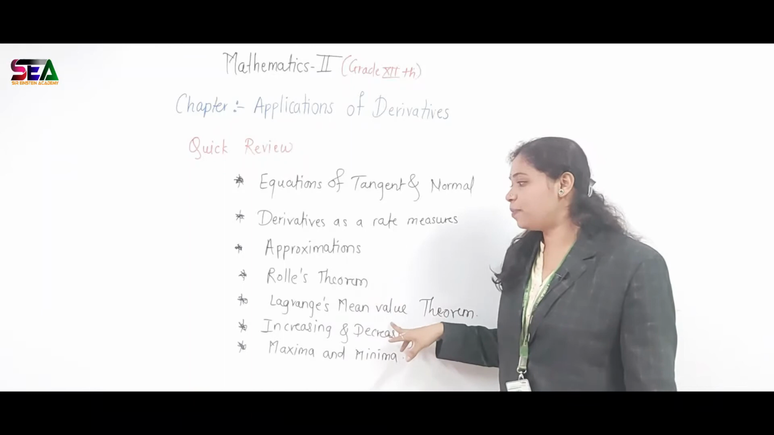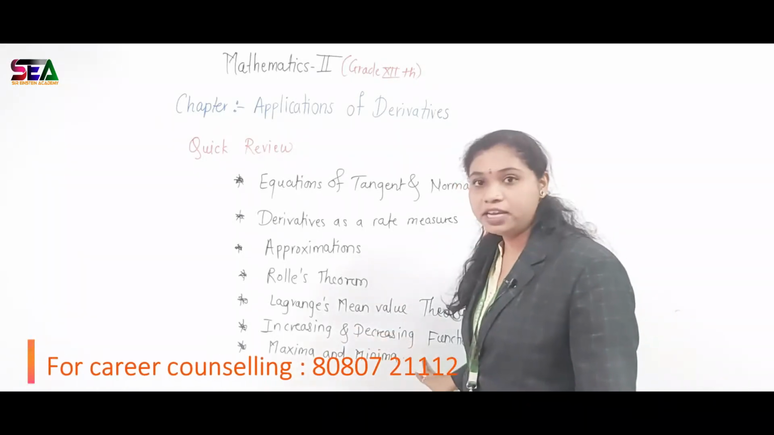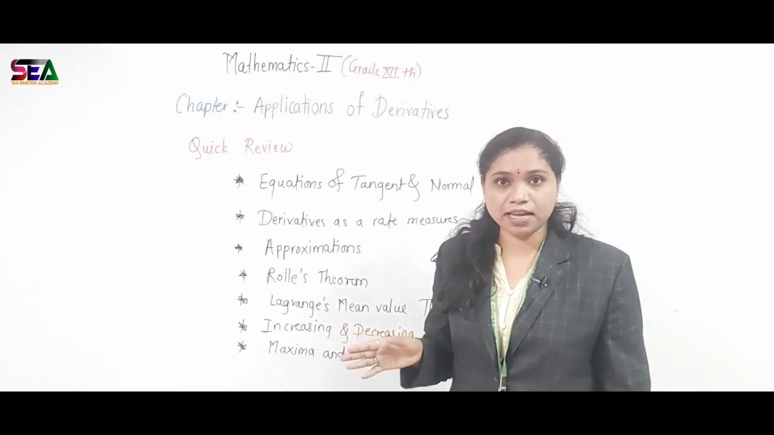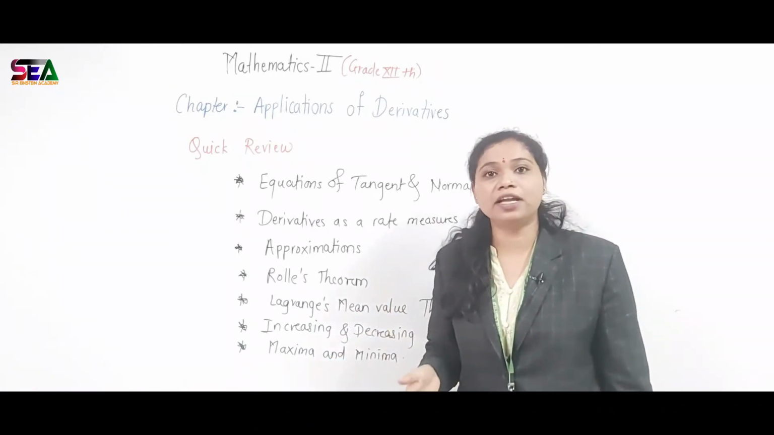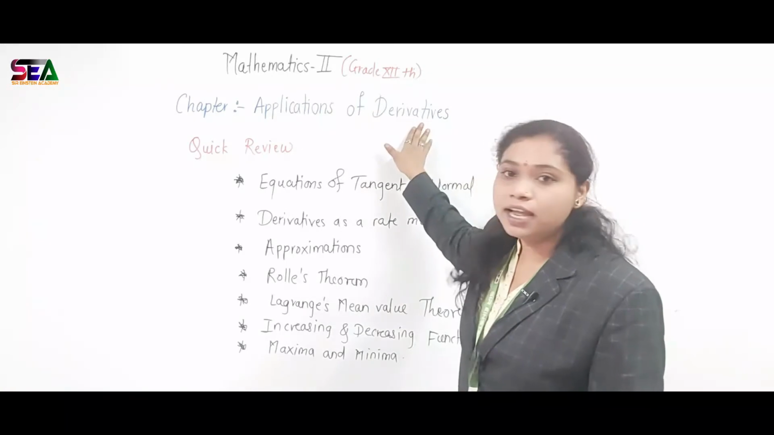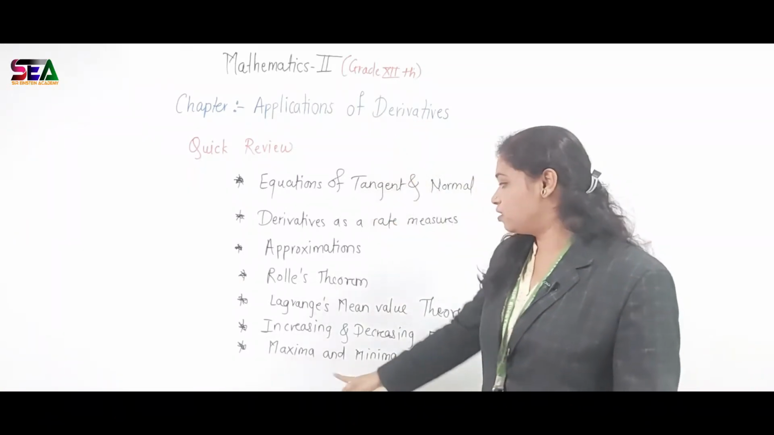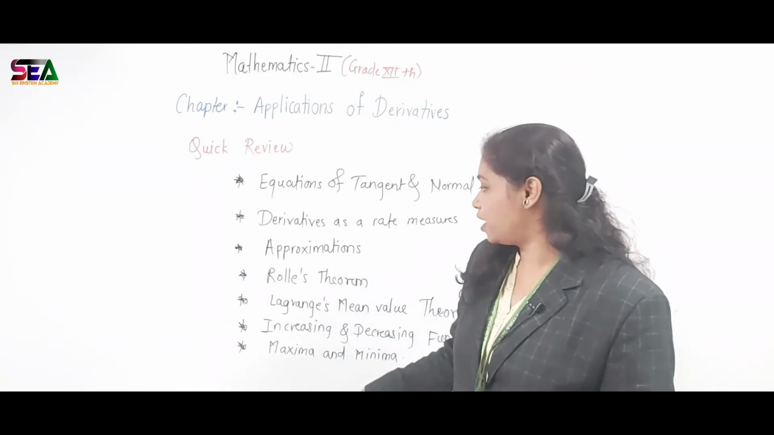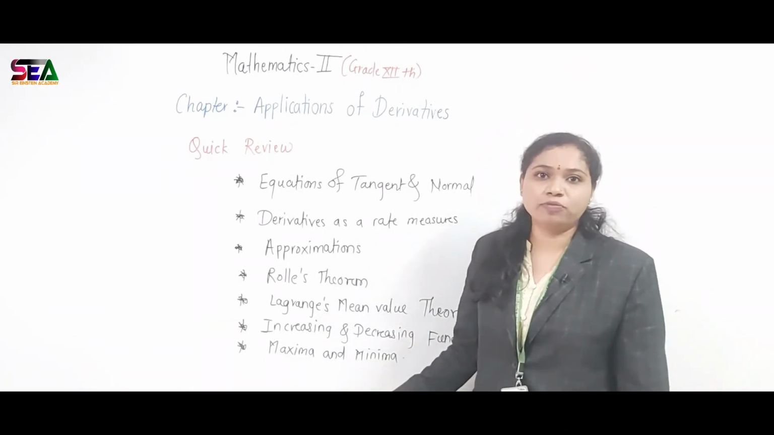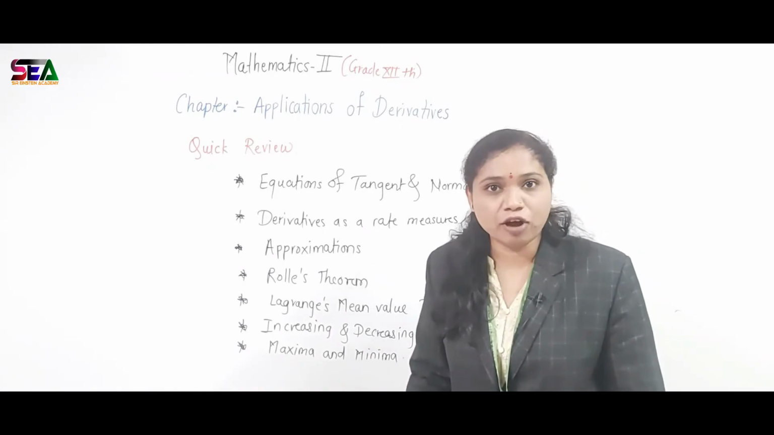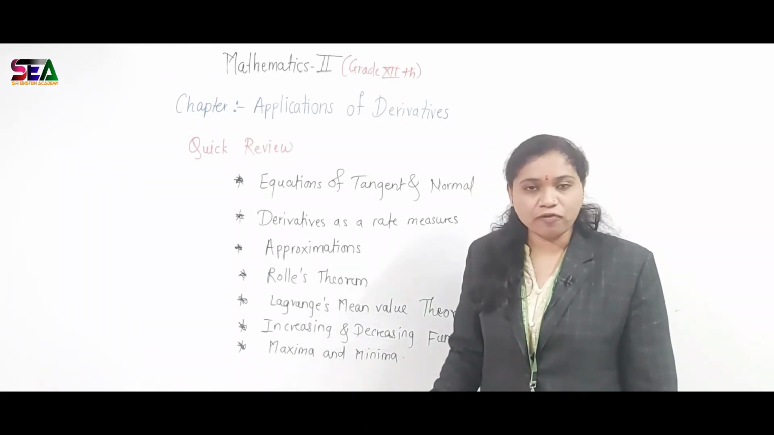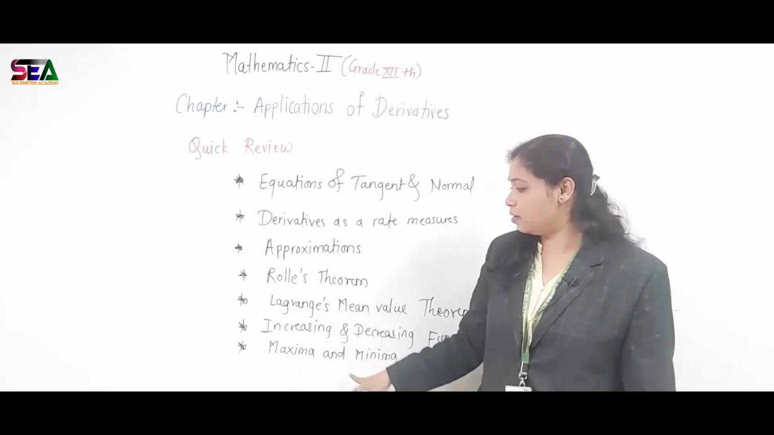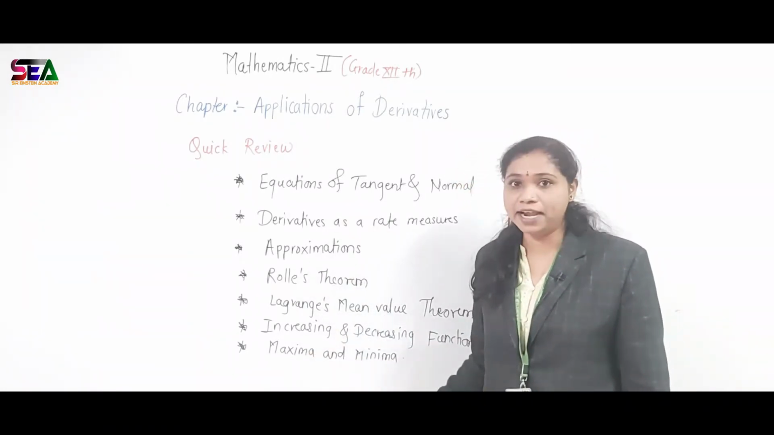The second last application is increasing and decreasing functions. To decide whether the function is increasing or decreasing, it can be done without a graph by using derivatives. And the last application is maxima and minima. It is very important to find any maximum or minimum value. Means if I have to find maximum volume, maximum profit, or minimum profit, such examples will be done by using the application called maxima and minima.